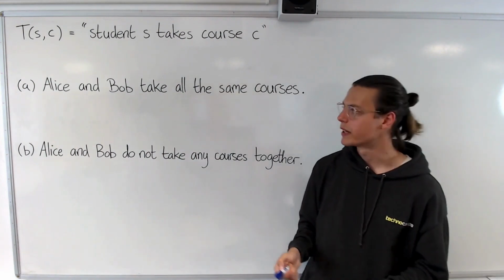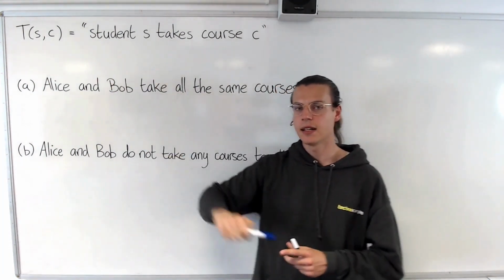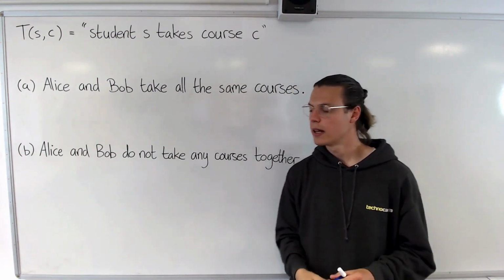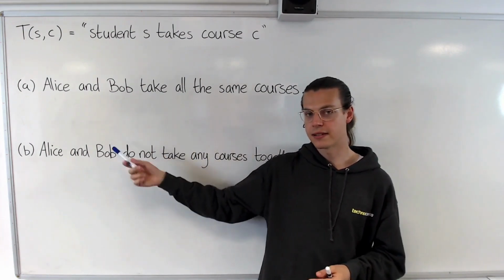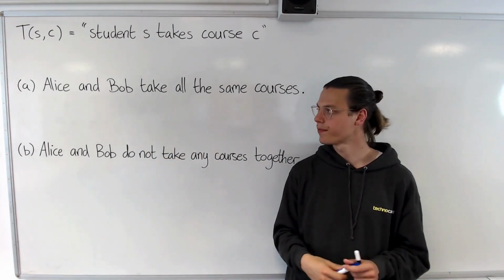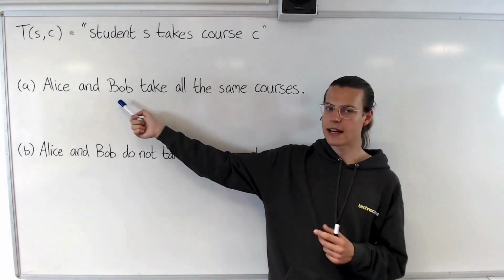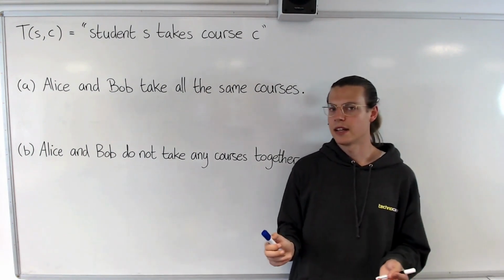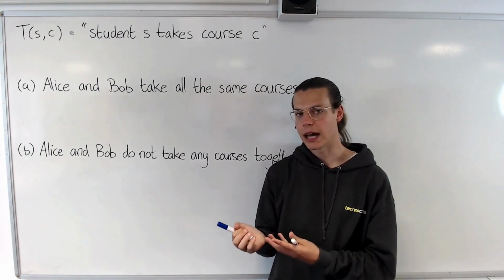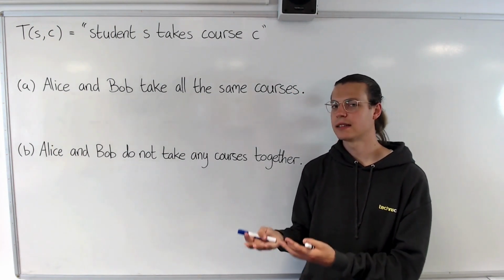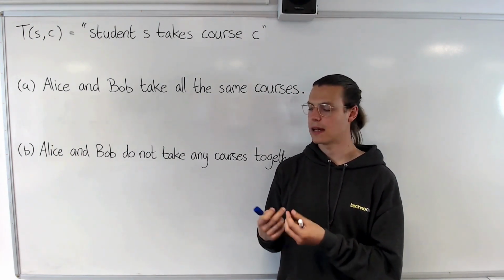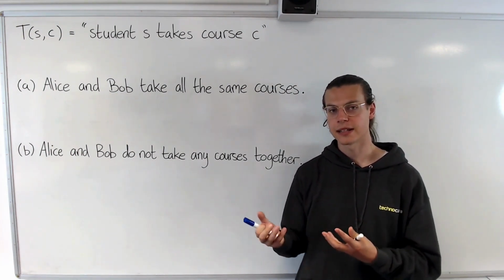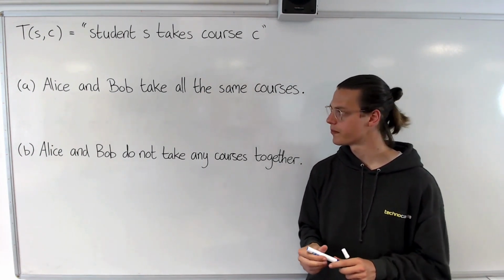In this exercise, we're given a predicate T of SC, which represents the statement student S takes course C. Our task is to express these two statements in predicate logic. Firstly, Alice and Bob take all the same courses. Another way to say this is for anything X, Alice takes course X if and only if Bob takes course X. So they take exactly the same courses, right?